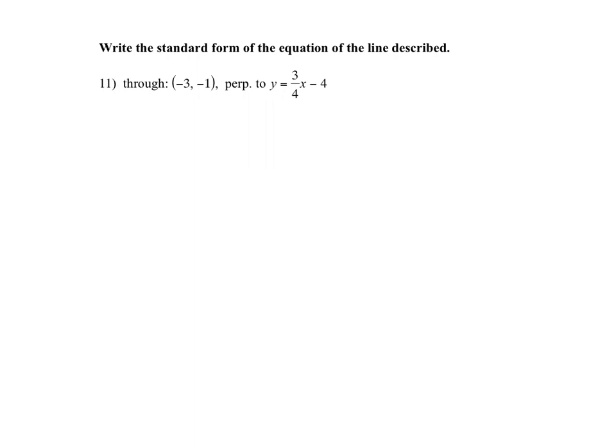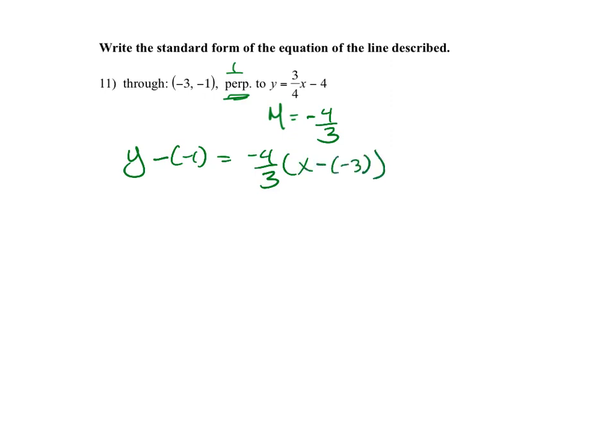Right, the standard form of the equation of the line described in this case is telling you that it's perpendicular. So the new slope is going to be the opposite reciprocal of that one. So again, y minus negative 1 equals negative 4/3 times x minus negative 3. So y plus 1 equals negative 4/3 times x plus 3.